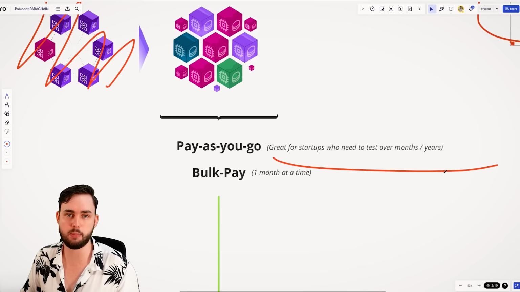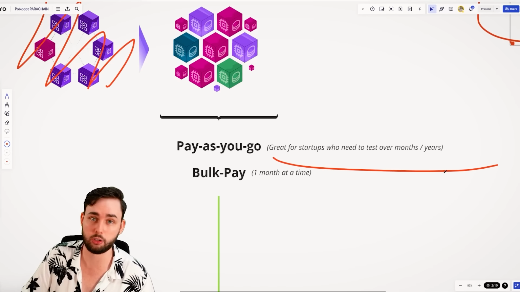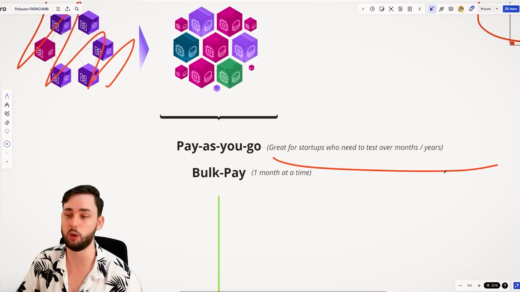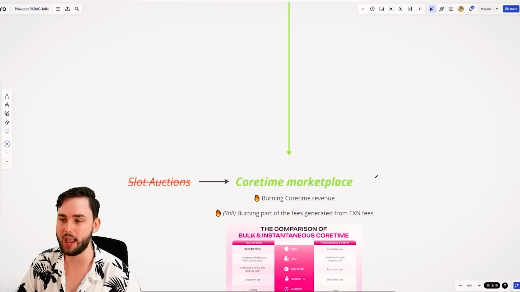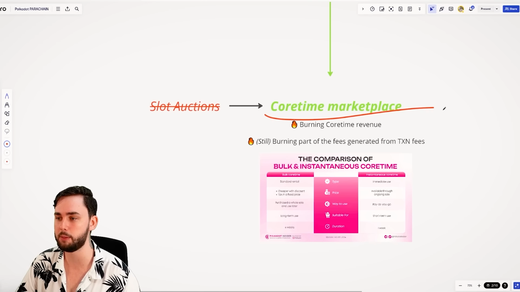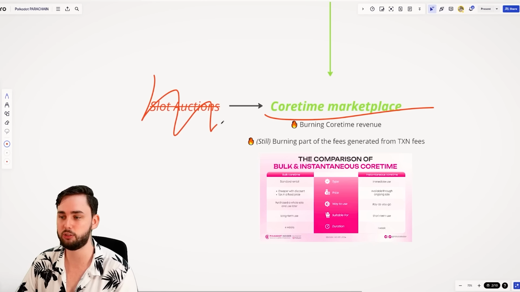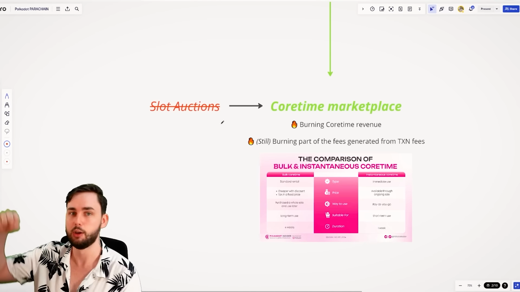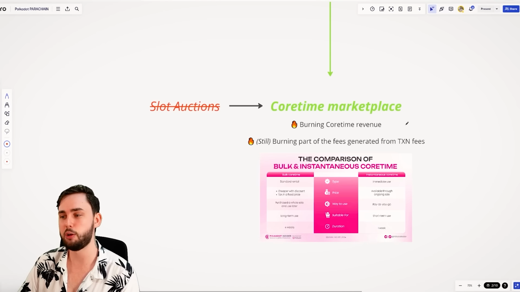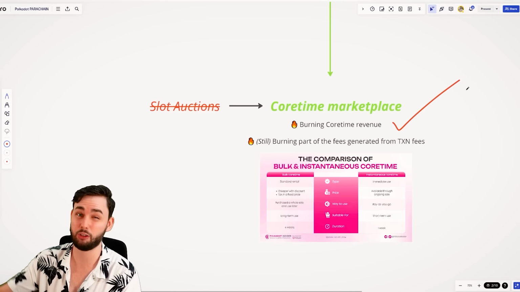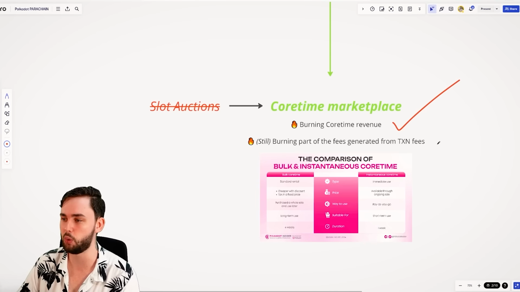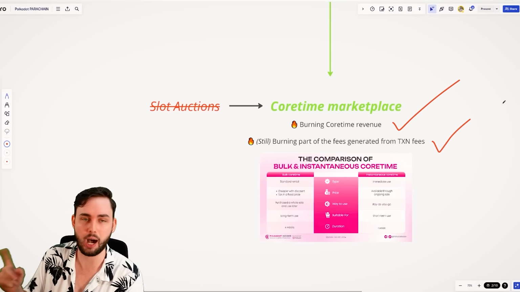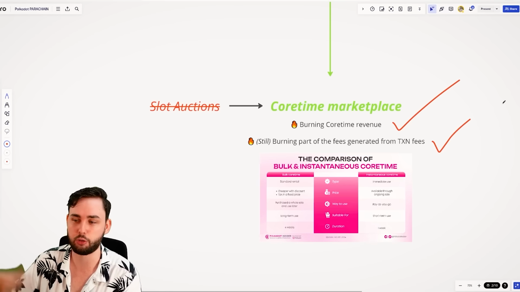Actually, they're even talking about renting out individual blocks, so going right down to the individual block itself, and again, bulk pay. So this is all going to be part of their core time marketplace, which is, again, getting rid of this. You just jump in there as a project and rent out as much as you need. They're also burning core time revenue, so there's an extra burn mechanism on top of this as well, and they're still burning part of the fees generated from the transactions, okay?